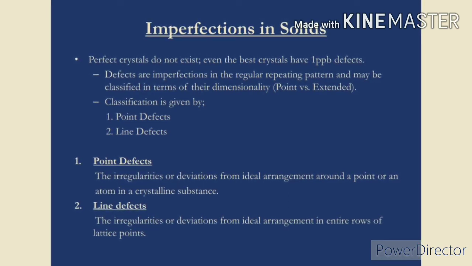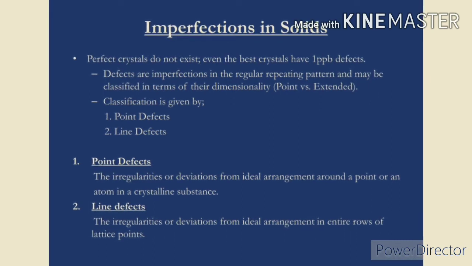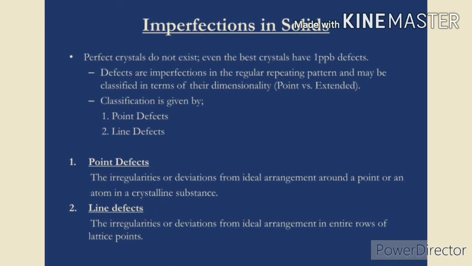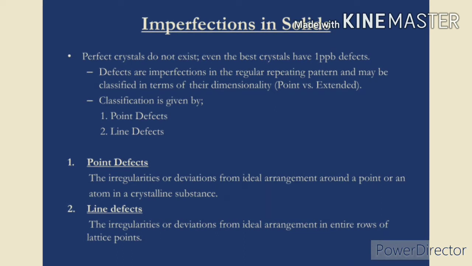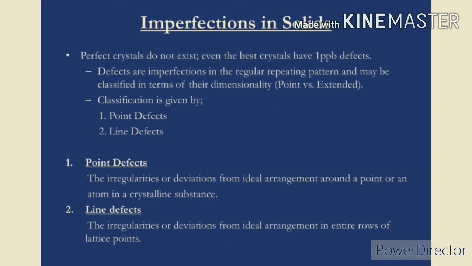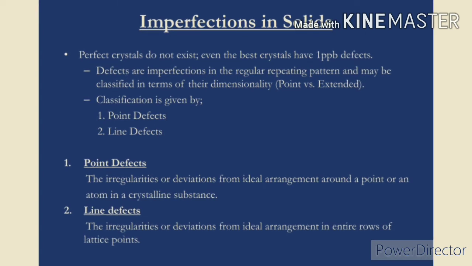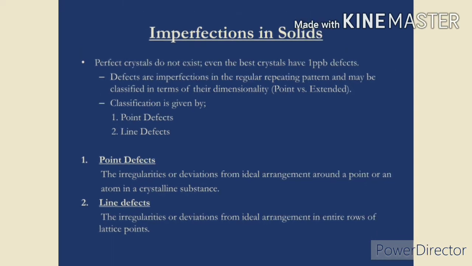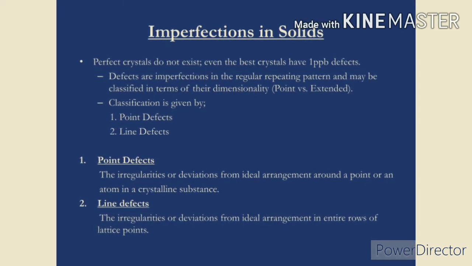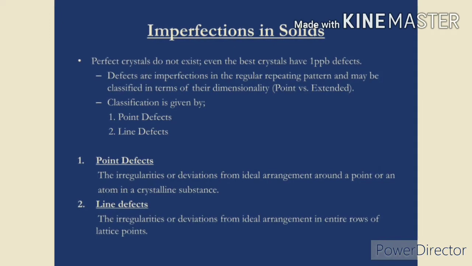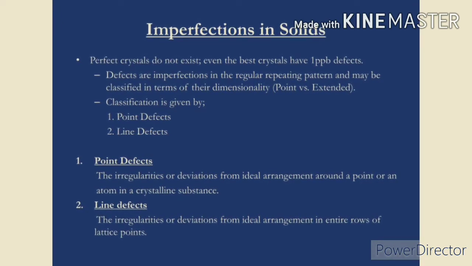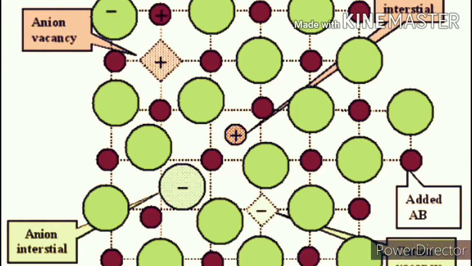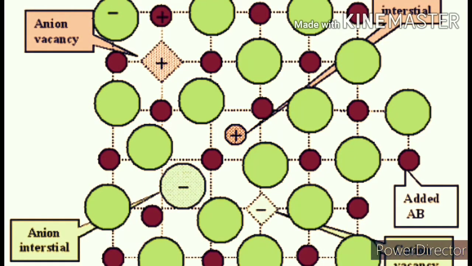and these defects are classified as point defect and line defect. Point defect is the irregularity or deviation from the ideal arrangement of the particles around a point or atom in a crystalline solid, while line defect is the irregularity or deviation from the ideal arrangement in the entire row of lattice points in a crystalline solid. The above diagram represents all types of defects present in the crystalline solid.